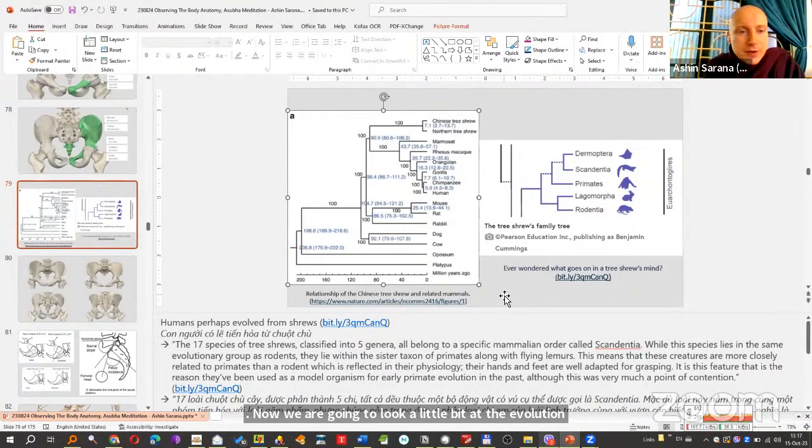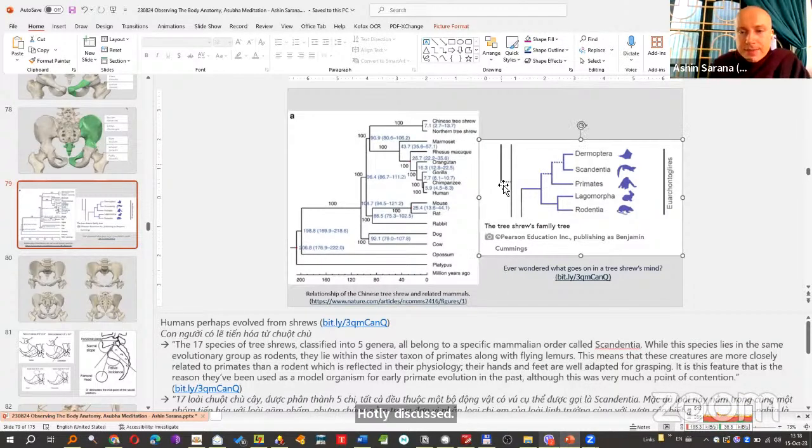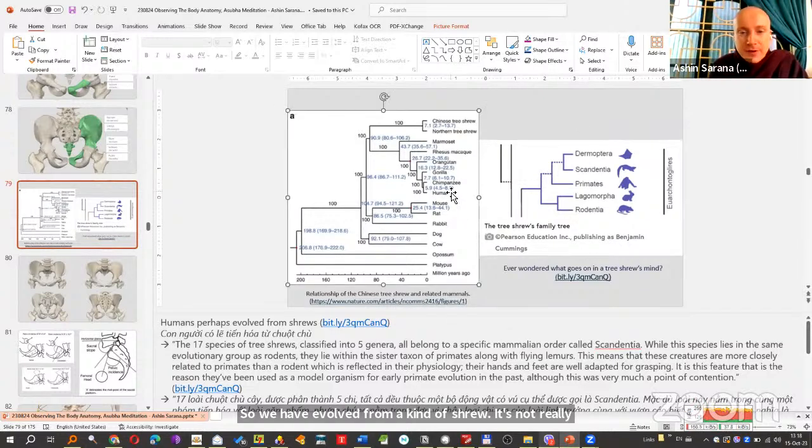According to the evolution theory, and it's really still a theory because there are some tiny points that are hotly discussed, but according to the present idea, we humans have descended from a kind of rat species. So if you don't like rats, whenever you see a rat, you can say, hi, my brothers and sisters. So we have evolved from a kind of shrew. It's not really a rat, but rats evolved from shrews, and we also evolved from shrews.